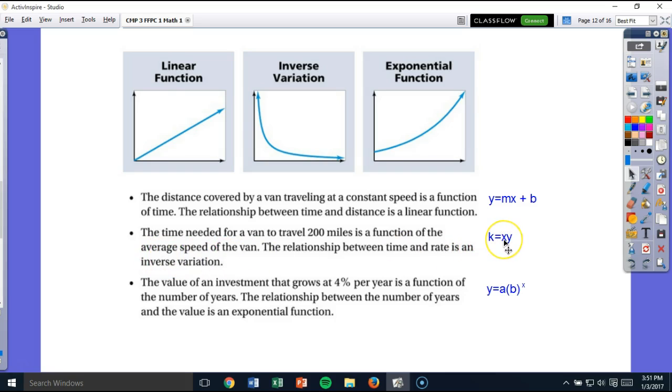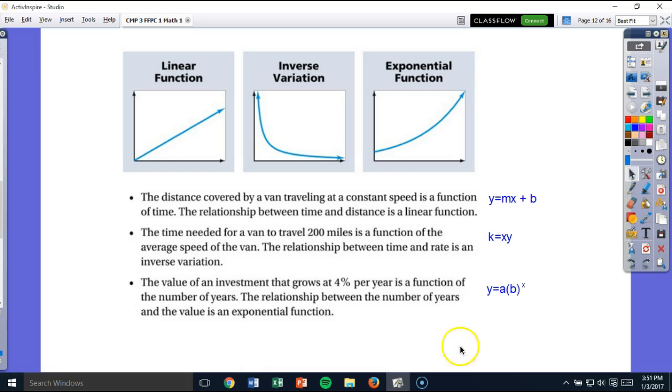So we had our constant equals speed times our time times rate. Okay? And then finally, our exponential functions that we just did. The value of an investment that grows at 4% per year is a function of the number of years. The relationship between the number of years and the value is an exponential function. So A would represent the amount of money we put in at the beginning, or our y-intercept. B is our 4% growth rate, and then X is our number of years.